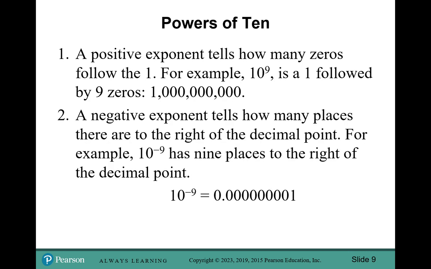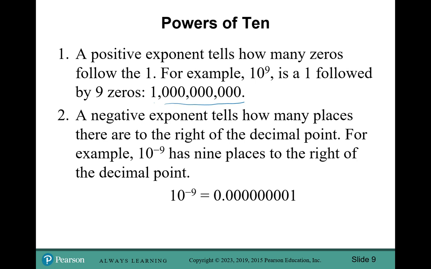A positive exponent tells us how many zeros follow the 1. For example, 10 to the 9th is a 1 followed by 9 zeros. So if we look at that expression written out, you can see here we have our 9 zeros and then our 1. So 10 to the 9th is 1 followed by 9 zeros. And if we look at this number, this is our thousandths, this is our 10,000ths, 100,000ths, millionths, 10 millionths, 100 millionths, billions. So if we're looking at 10 to the 9th, that is literally 1 billion.